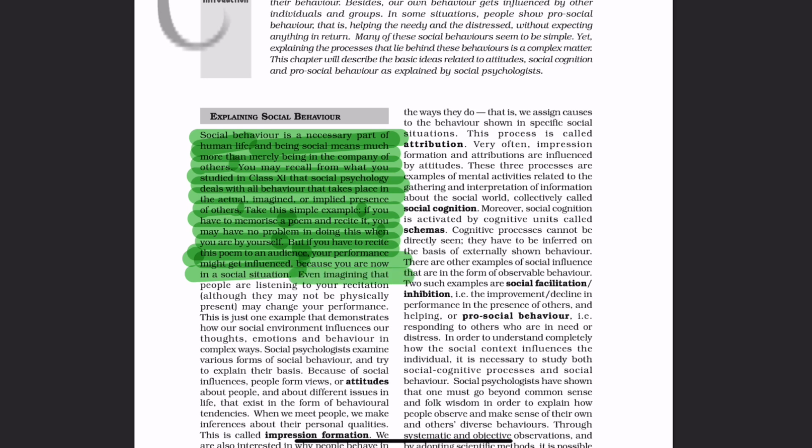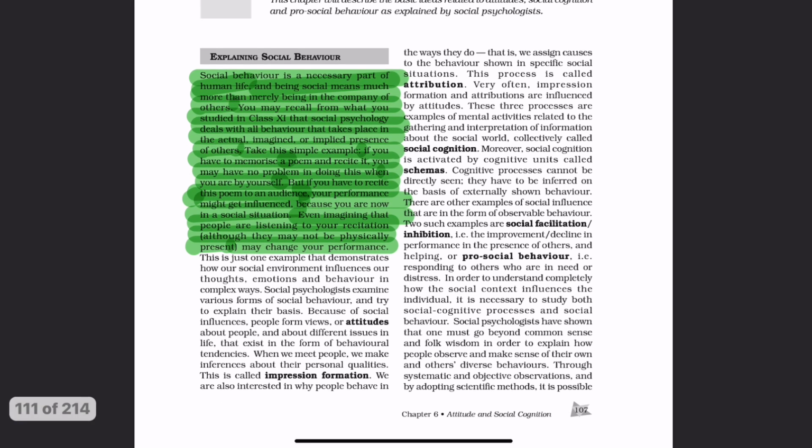Even imagining that people are listening to your recitation, although they may not be physically present, may change your performance. Even if you think that they will listen to you and evaluate you, that kind of thing can affect you. This is just one example that demonstrates how the social environment influences our thoughts, emotions and behavior in complex ways.